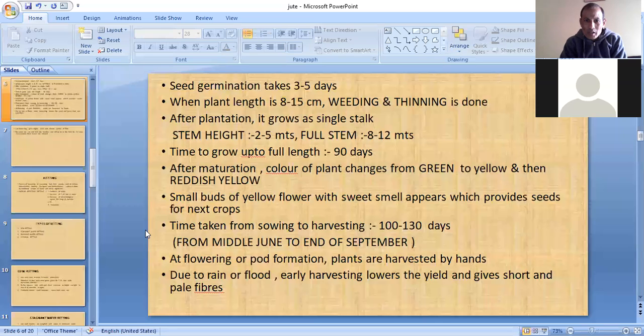After maturation, color of plant changes from green to yellow and then to reddish yellow, and that is an indication that it is mature. Small buds of yellow flower with sweet smell appear, which provide seeds for next crops. Time taken from sowing to harvesting is around 100 to 130 days, from middle June to end of September. At flowering or pod formation, plants are harvested by hand. Due to rain or flood, early harvesting lowers the yield and gives short pale fibers.